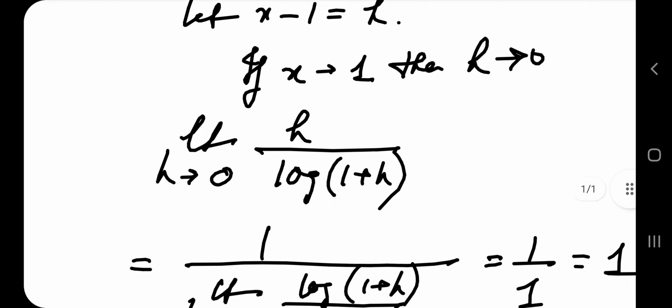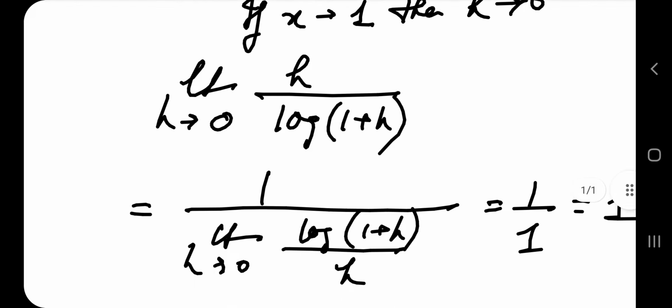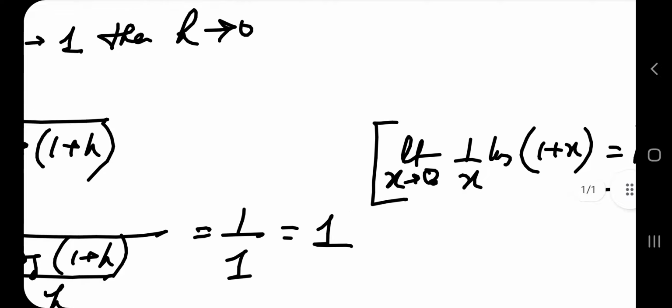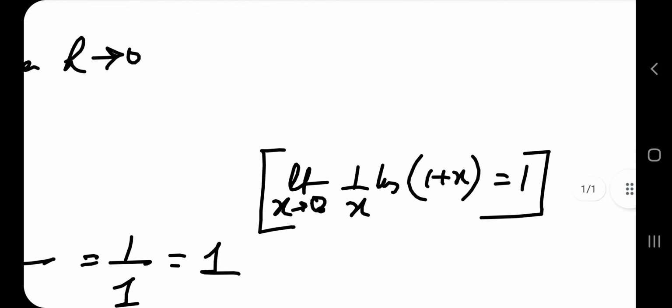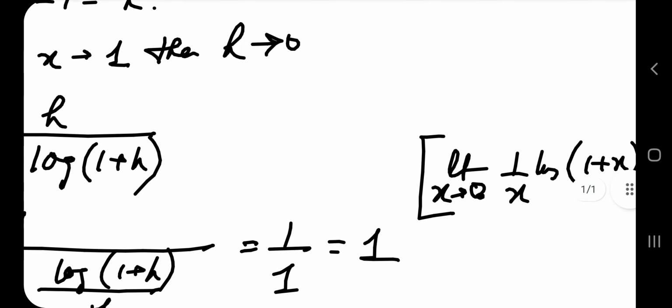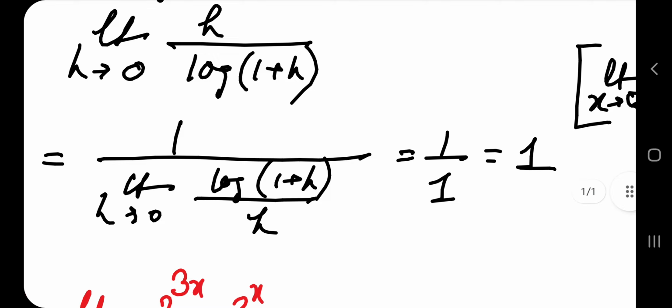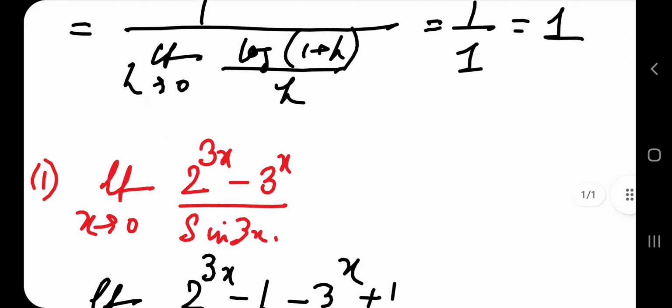If you can see this in this way, 1 by log(1 plus h) by h, you will see that this has a formula which is like this. So exactly the same manner is it in the denominator, and it's 1 by 1 is 1. So let's come to the next part.